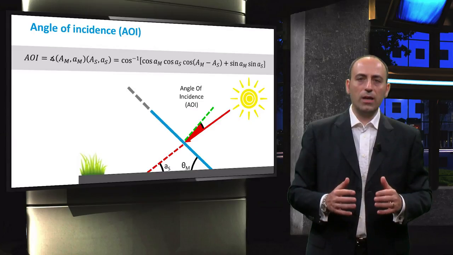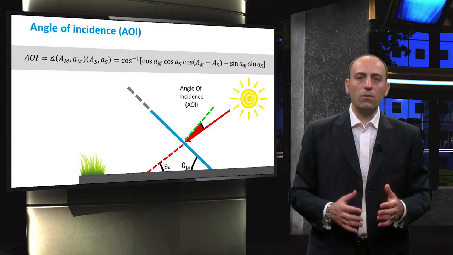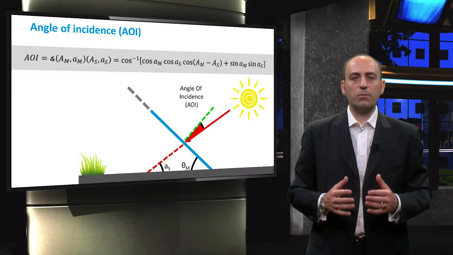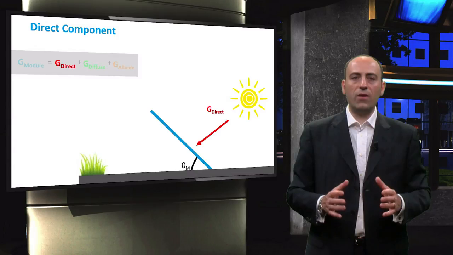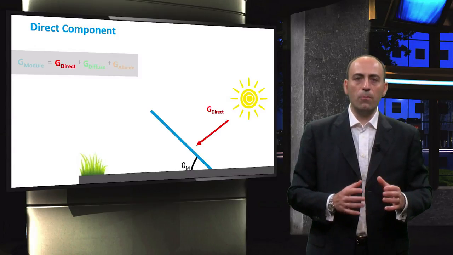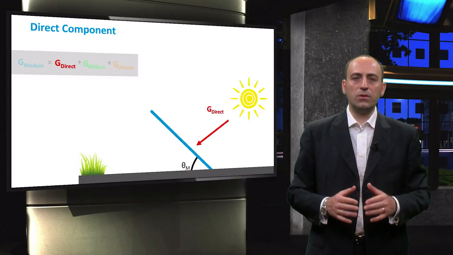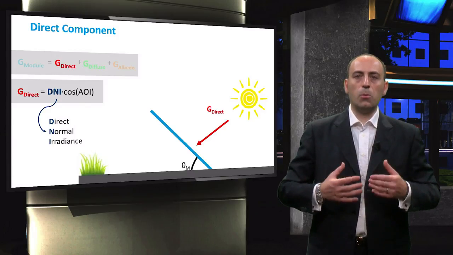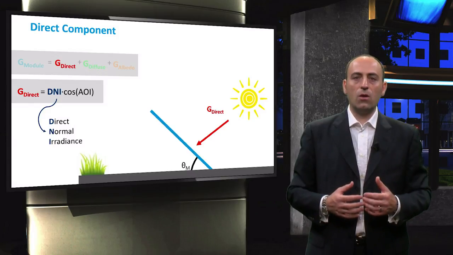It is important to realize that this is a drawing in two dimensions. This means that the angle of incidence highlighted in red is true only in case the azimuth of the module corresponds to the azimuth of the Sun. Now we have all the tools to divide the incident irradiance into the three components we introduced earlier. The direct component can be calculated using the following equation. We can notice that the direct irradiance component is proportional to the direct normal irradiance, or DNI, times the cosine of the angle of incidence, which we have just derived.